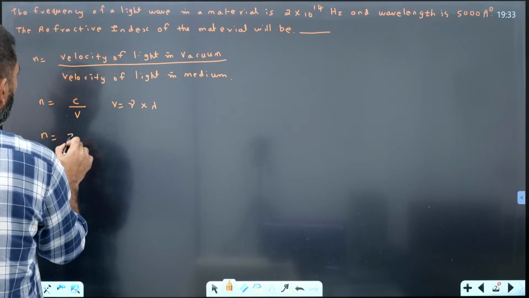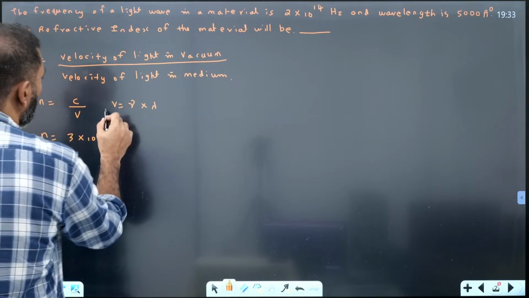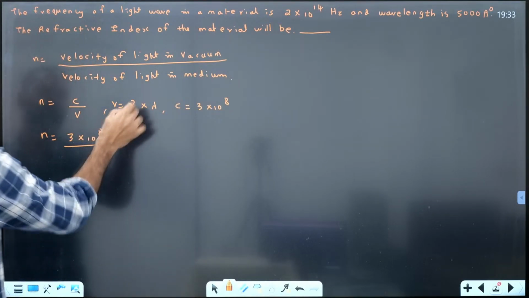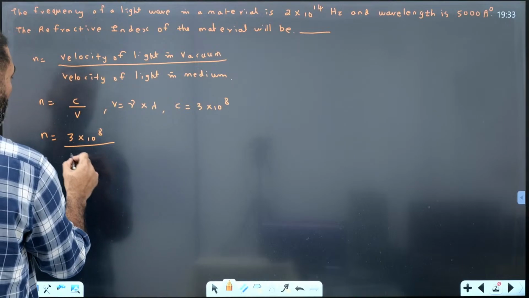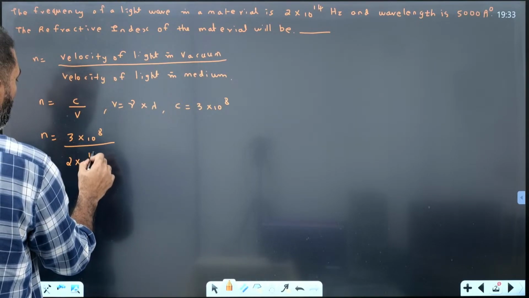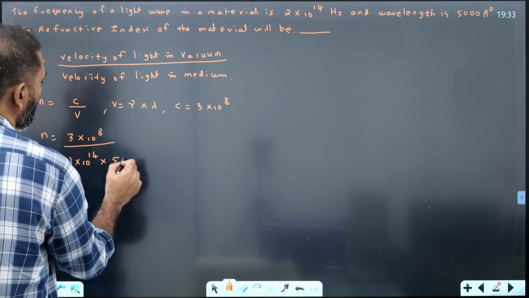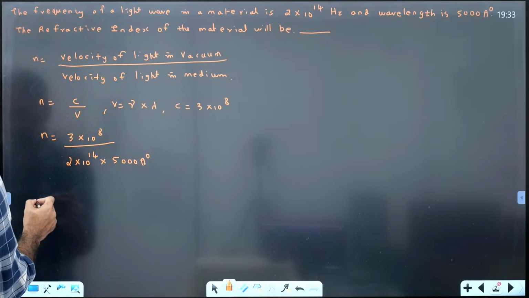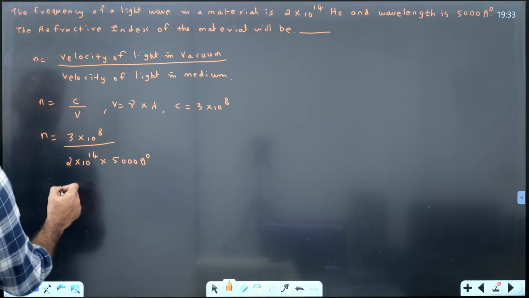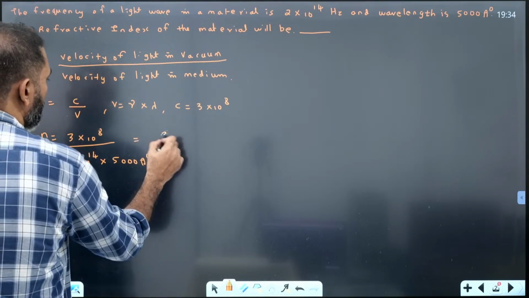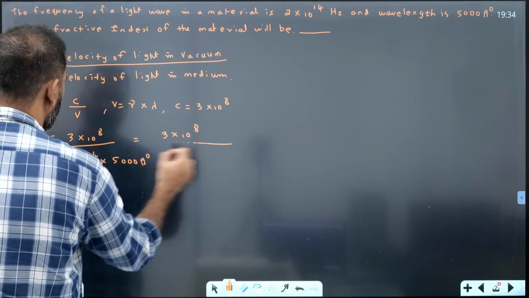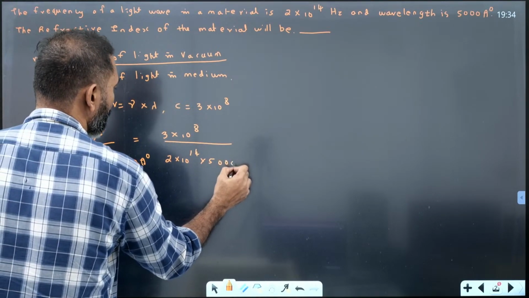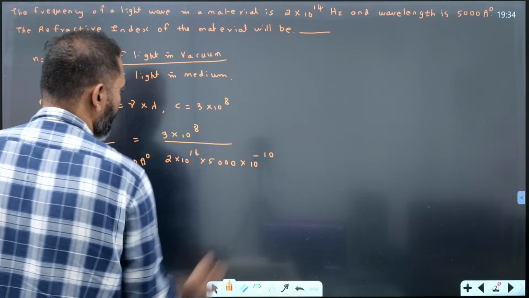So N is equal to 3 into 10 raised to 8, because speed of light is 3 into 10 to the power 8, divided by, instead of nu lambda, I can write 2 into 10 raised to 14 (nu) into wavelength, which is 5000 angstrom. If I substitute, I get 3 into 10 to the power 8 divided by 2 into 10 raised to 14 into 5000 into 10 raised to minus 10.